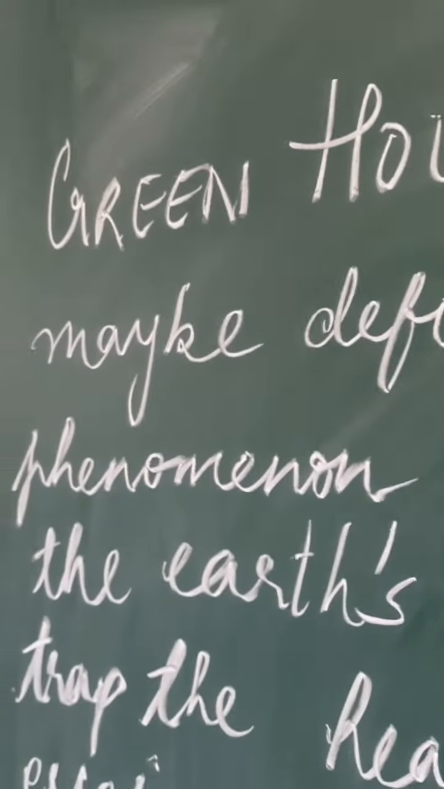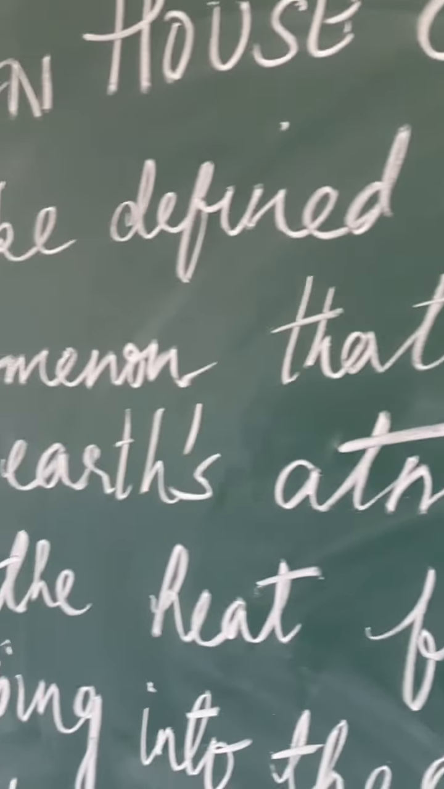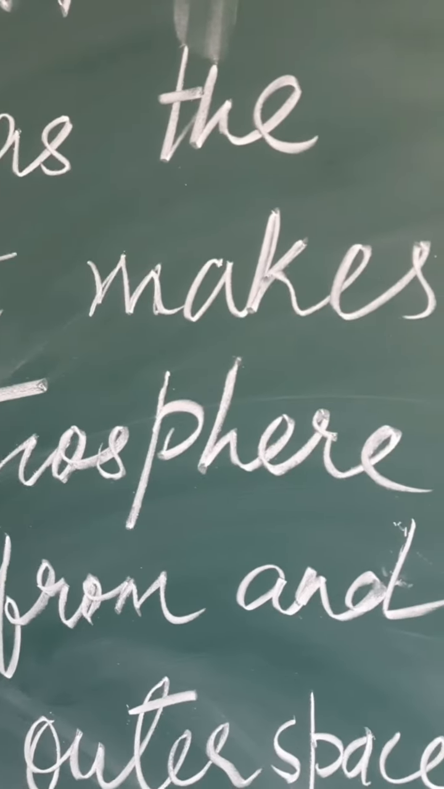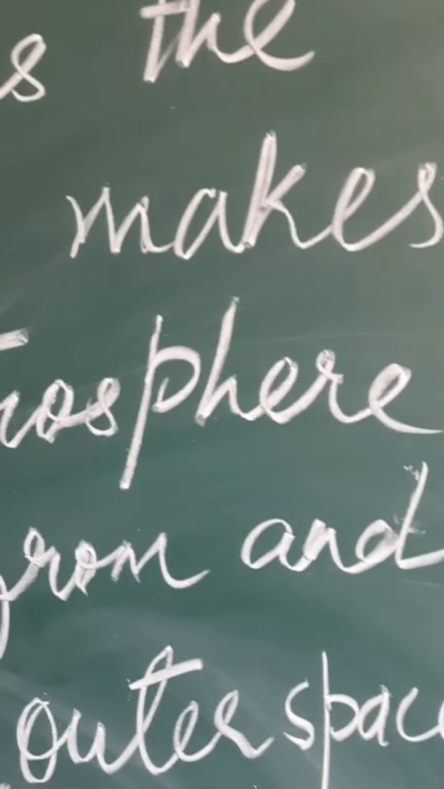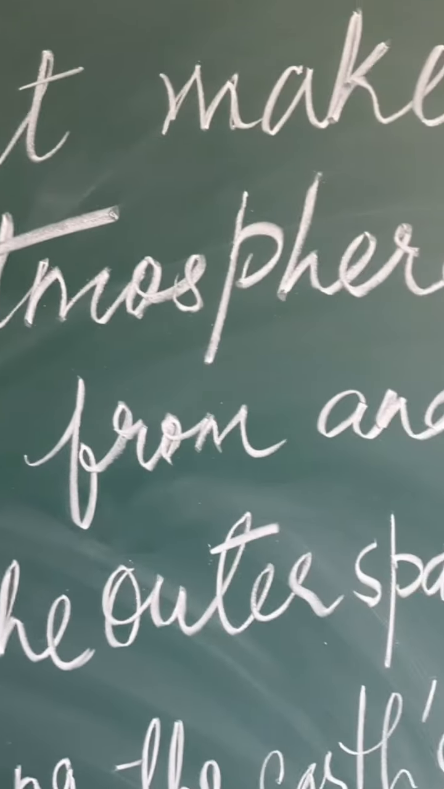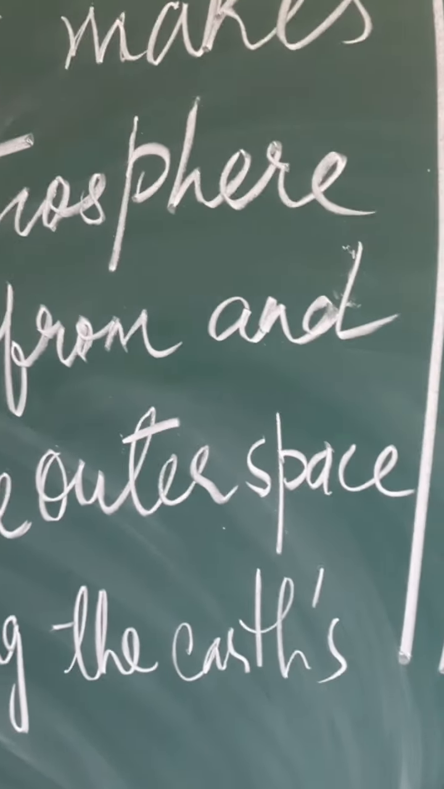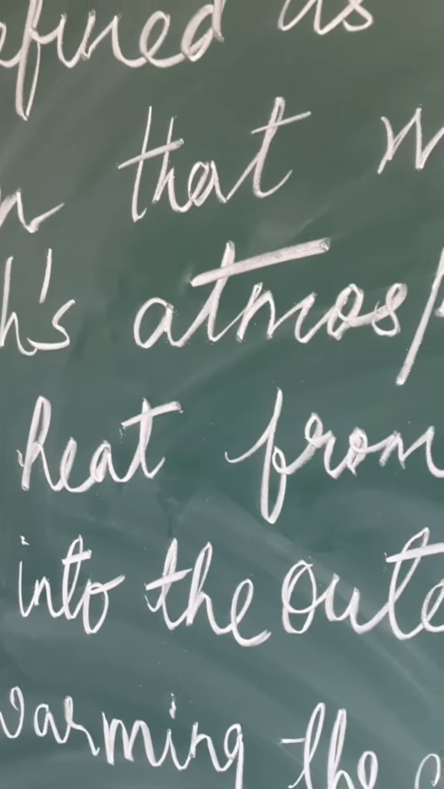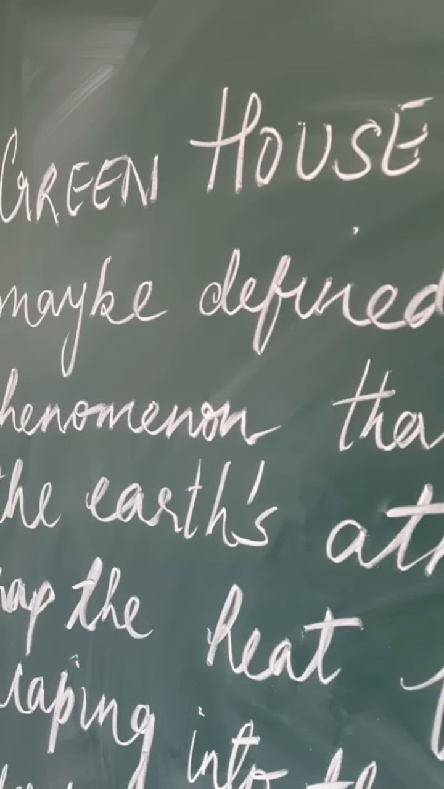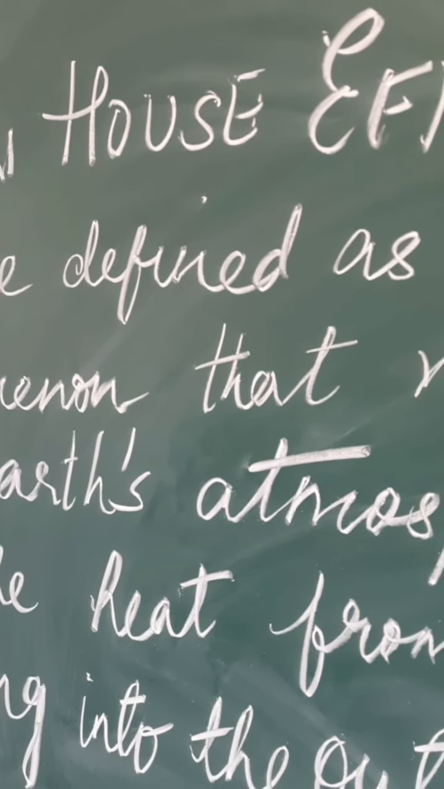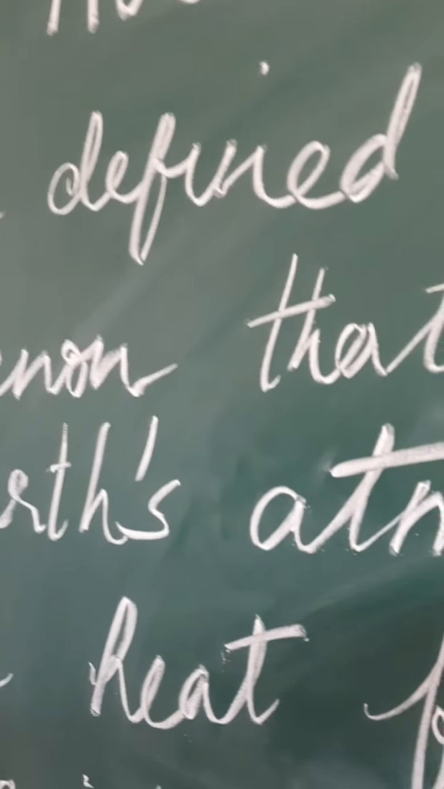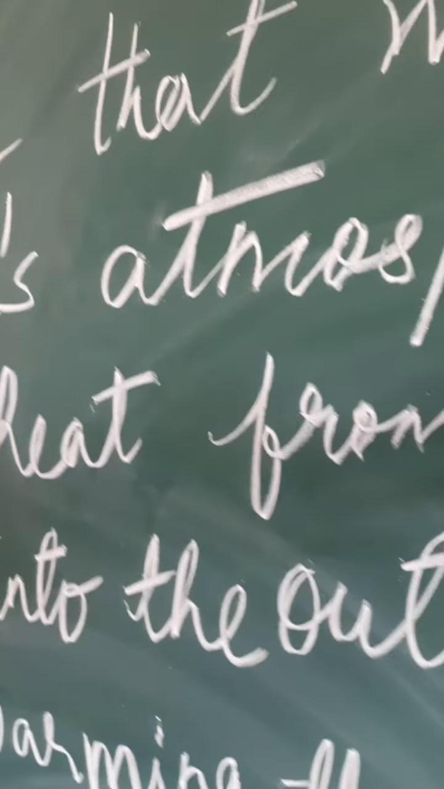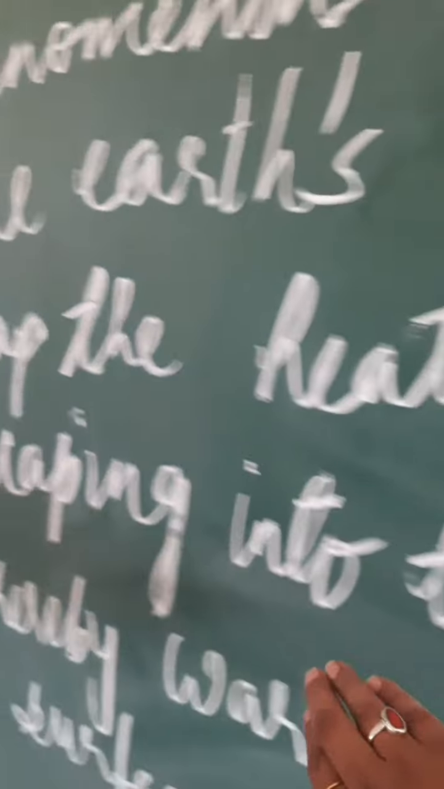The definition of greenhouse effect goes here, that it is defined as the phenomenon that makes the Earth's atmosphere trap the heat from escaping into the outer space, thereby warming the Earth's atmosphere. It is simply to understand greenhouse gases. Basically the gases in a greenhouse are methane, carbon dioxide, nitrous oxide and water vapor. These particular gases make the Earth's atmosphere trap the heat which is coming from the sun, and it will not allow it to escape into the outer space.